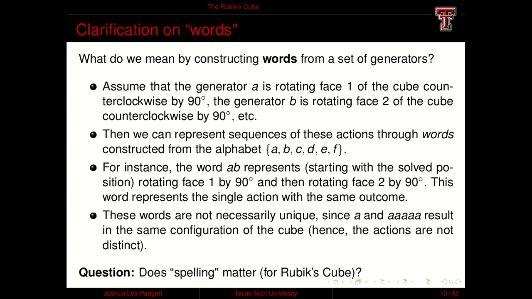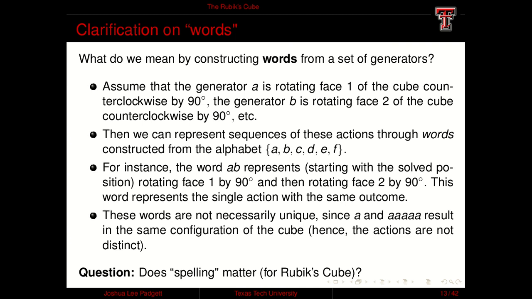So what I mean by words are, if I represent my actions, words are nothing other than function compositions in a language that maybe we're more comfortable with. So what does this mean? Well, for instance, AB would represent starting with the original solved position, rotating face 1 by 90 degrees, and then rotating face 2 by 90 degrees. There's an ordering here that is implied.